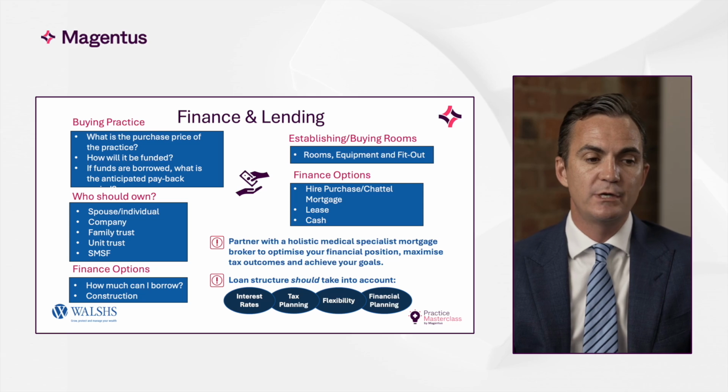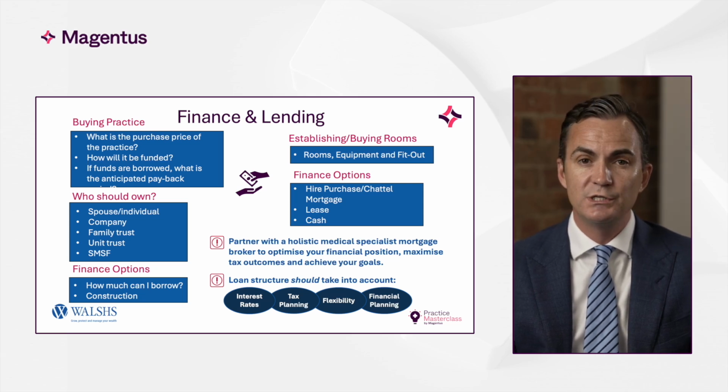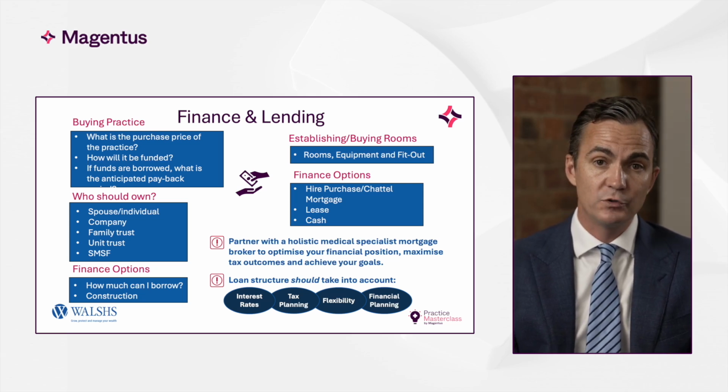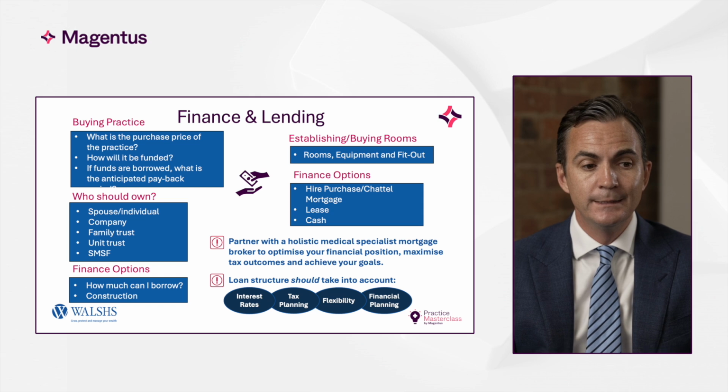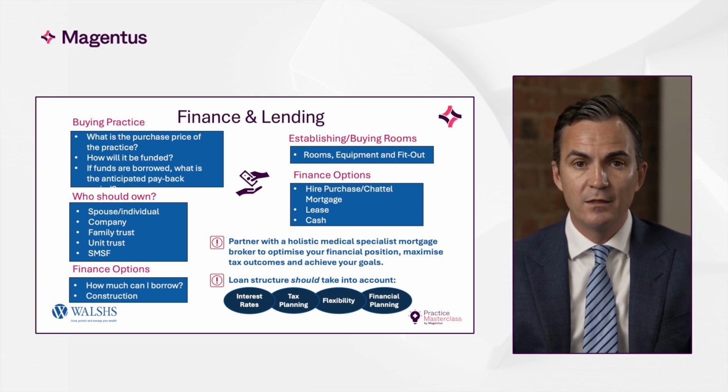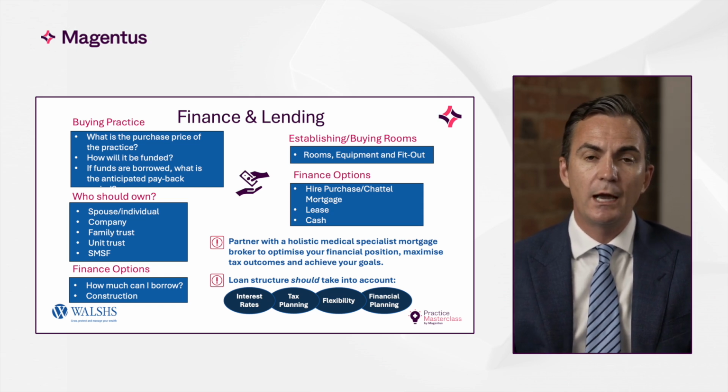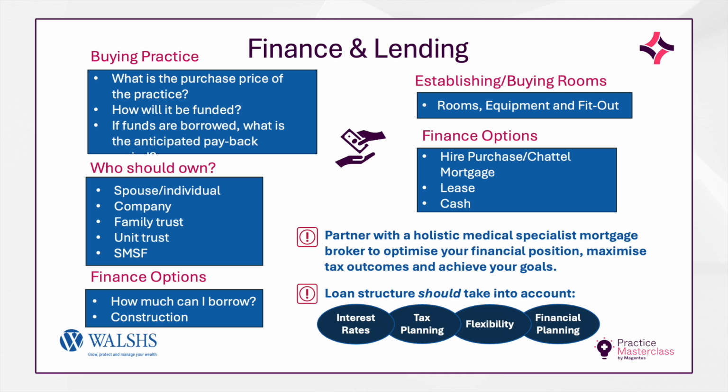The loan structure should take into account not just the interest rate. That's obviously very important, to try and get a very sharp rate. But other things to consider are tax planning, the flexibility of the loan structure, and your overall financial planning needs. How quickly do we want to pay down that debt? Do we want to use cash, or do we want to invest that cash elsewhere? Are there other priorities we need to think about? This is a really complex piece, buying rooms and the financing to it. I say that again, seeking financial advice is really, really important.